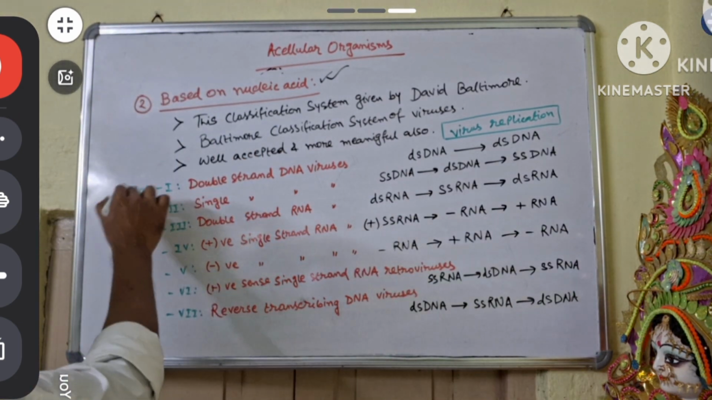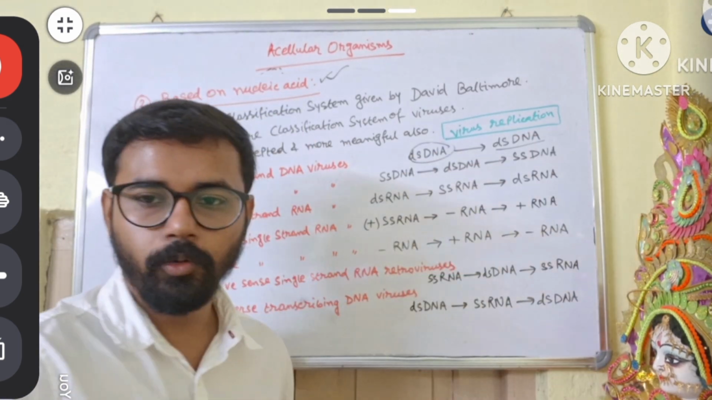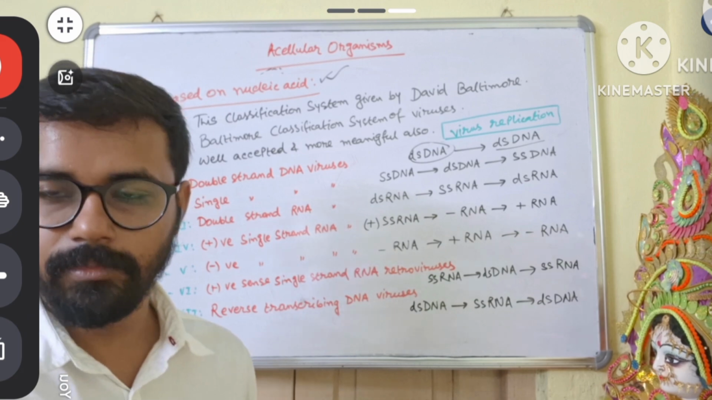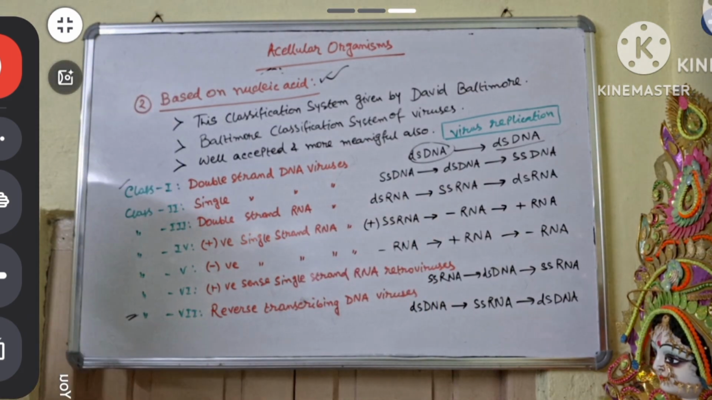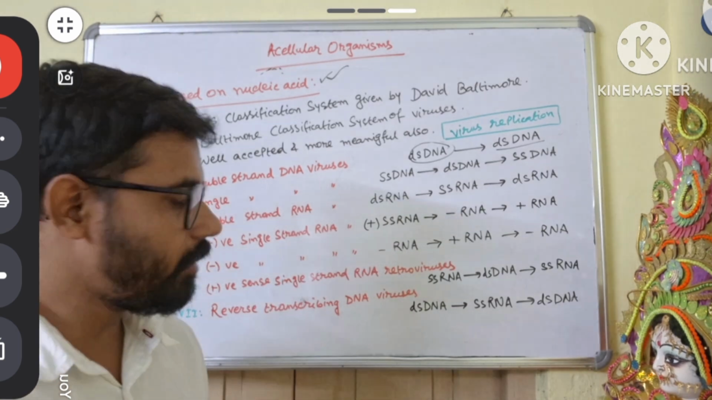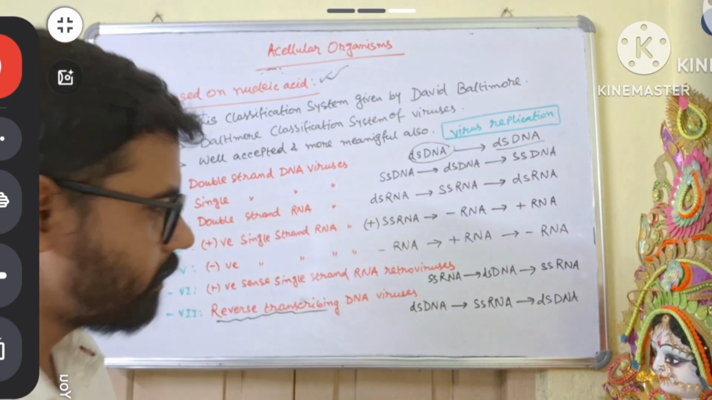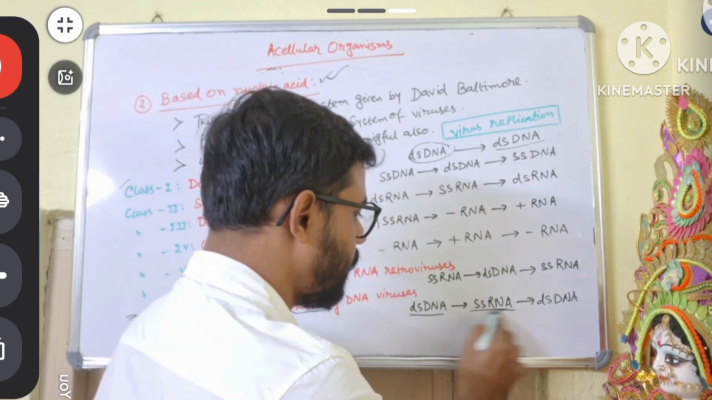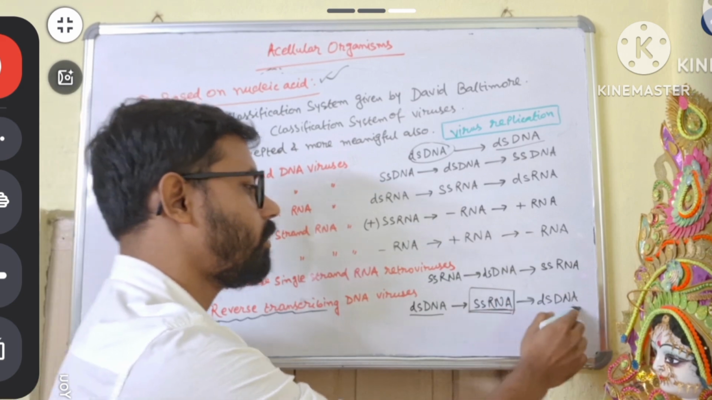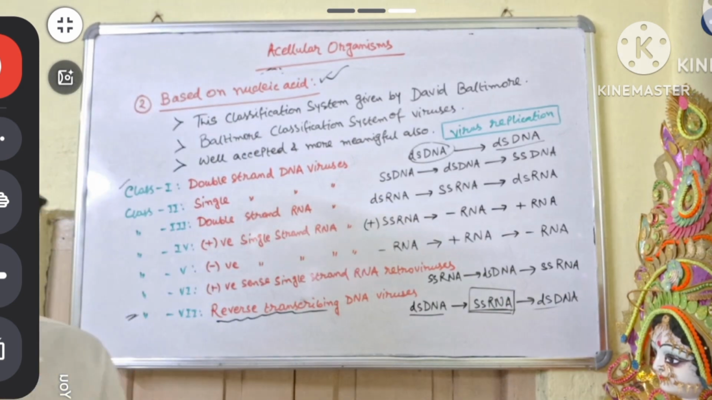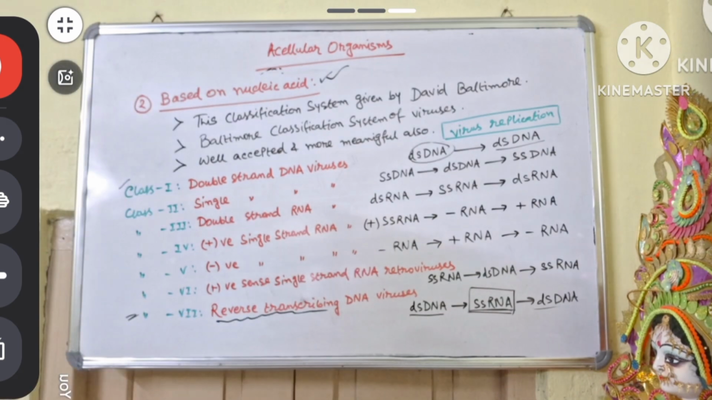Normally, class 1, which contains double strand DNA, goes directly from double strand DNA without any intermediate of RNA. Check that. But class 7 is different. They are different in that they have the reverse transcribing property. It means double strand DNA converts into single strand RNA, an intermediate product. After that, the ssRNA converts into the initial double strand DNA. They cannot convert directly from double strand DNA into double strand DNA.